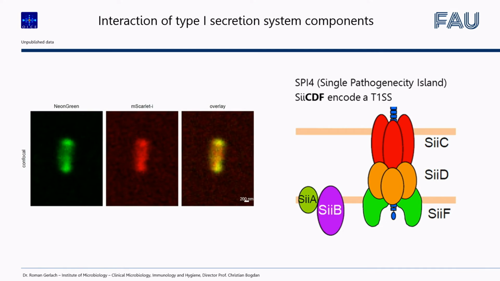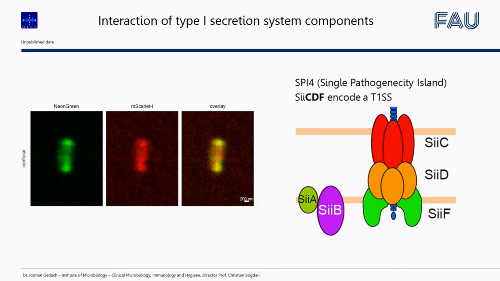Another group, the group of Professor Bogdan from the Clinical Institute of Microbiology, and his senior scientist, Dr. Gerlach, is interested in the interaction of type 1 secretion system components. These are the components of the type 1 secretion system here, and there are different subcomponents like SRRF, D, or F. What they wanted to know is the composition of these transmembrane proteins.